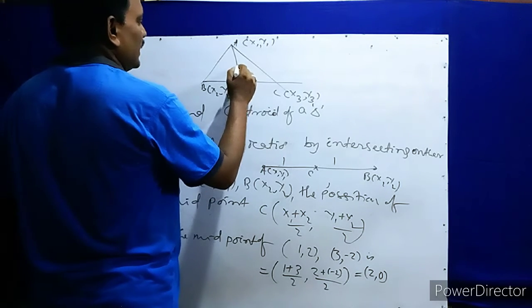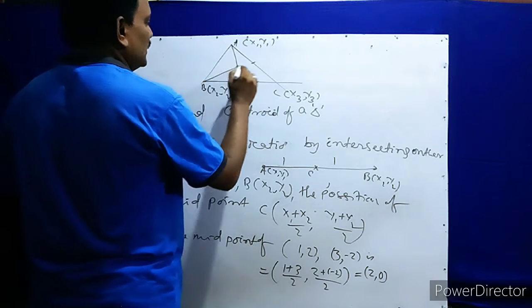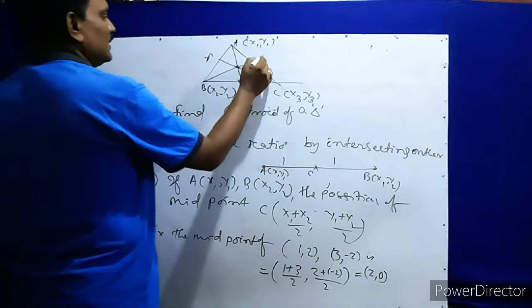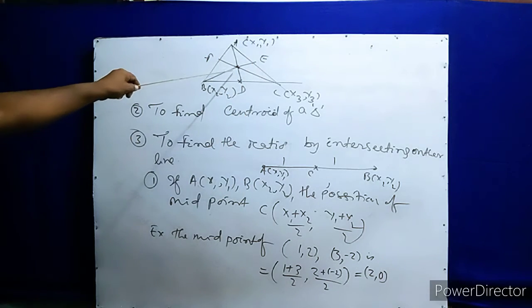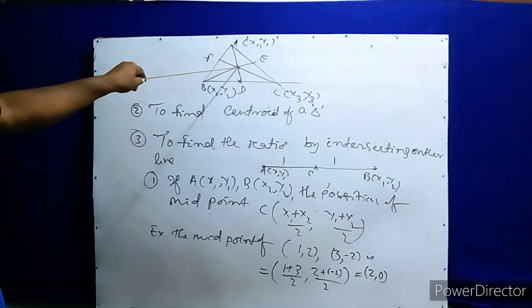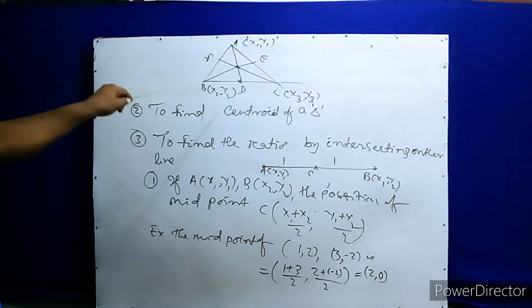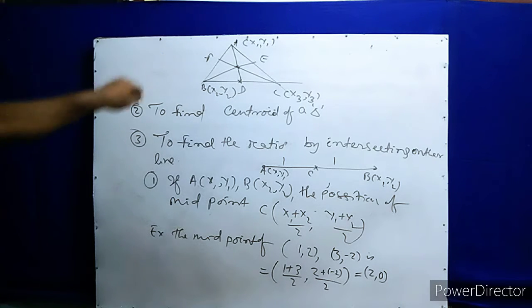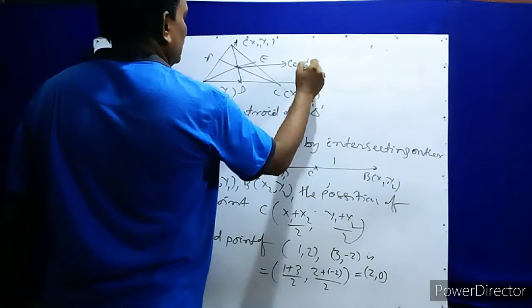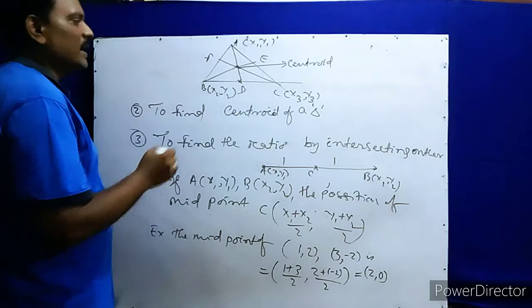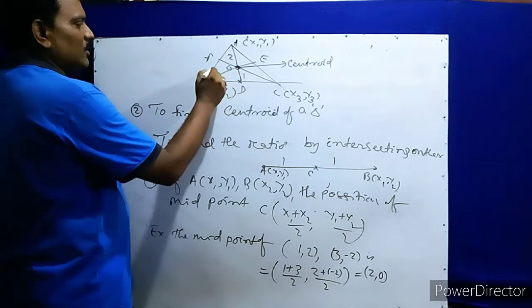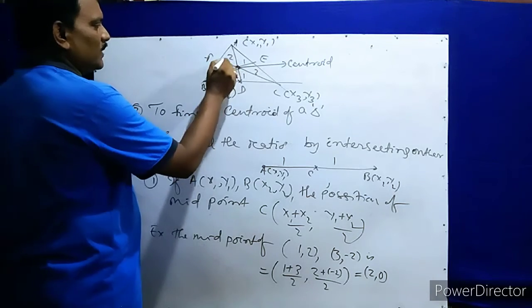So here is the second median, and the third median. The 3 medians always intersect, they are concurrent. The point at which the 3 medians are concurrent is known as the centroid. Concurrent means the meeting point of the 3 medians. This is the centroid. So how to find the centroid? At the centroid G, the ratio is 2:1. Here also 2:1. Here is also 2:1.